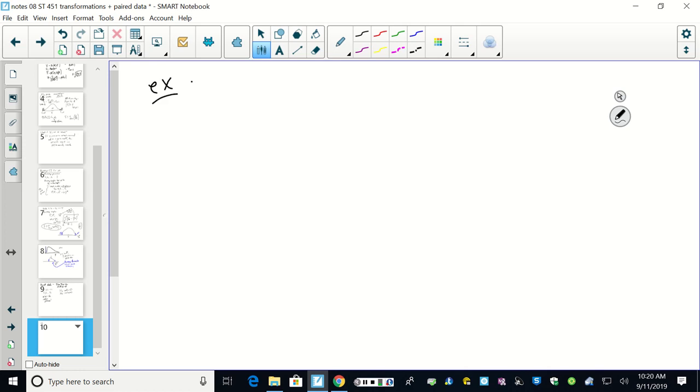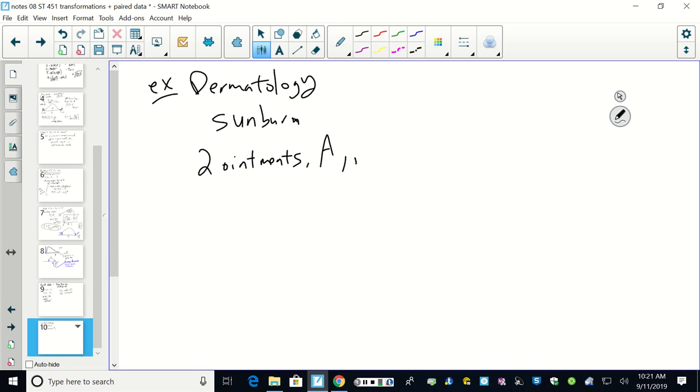Right? So in dermatology, looking at sensitivity to sunlight, mostly looking to the issue of sunburn. Say you have two ointments that you're looking at, just A and B. And you have people who are going to be exposed. In subjects, so you have 45 subjects.